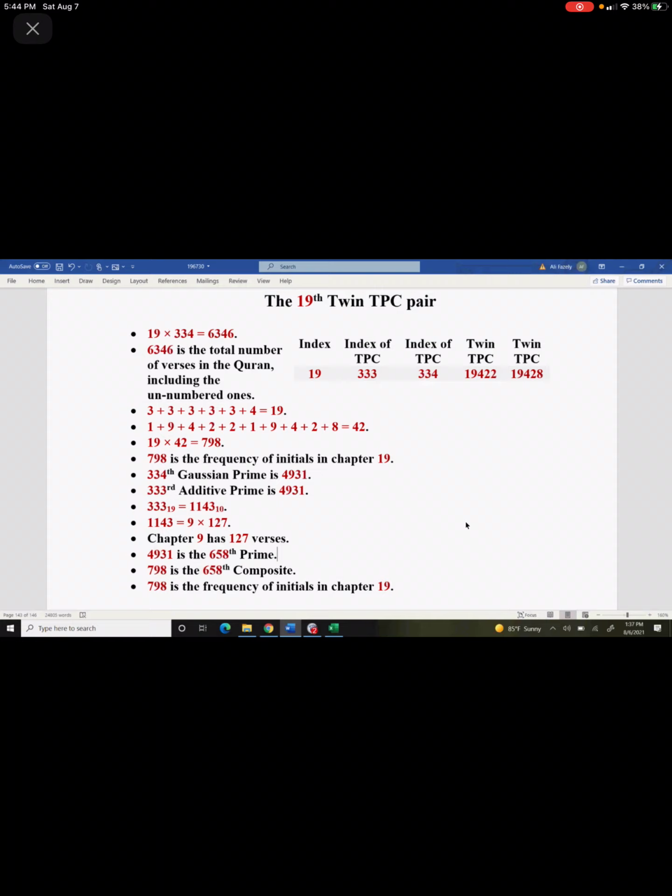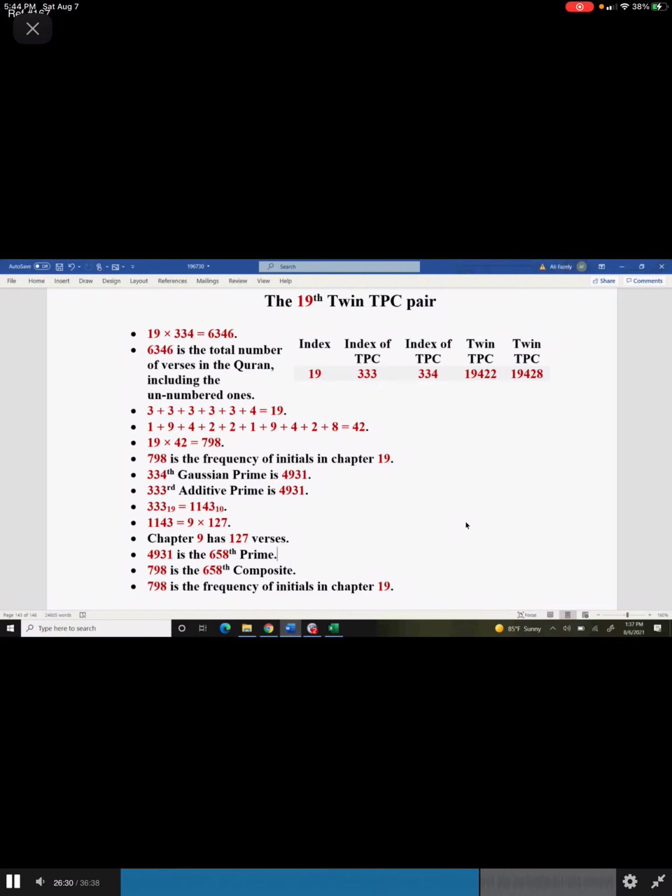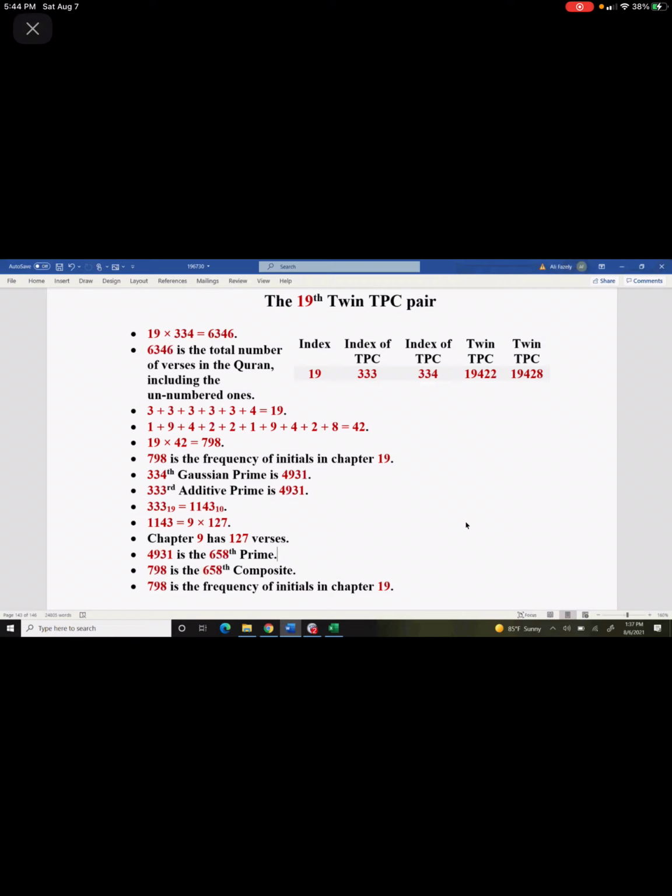Alright. The 334th Gaussian prime is 4931. The 333rd additive prime is also 4931. So 4931 generates again those two indices, 333 and 334. Now, 333 written in base 19 is equal to 1143 written in base 10. And 1143 is equal to 9 times 127.